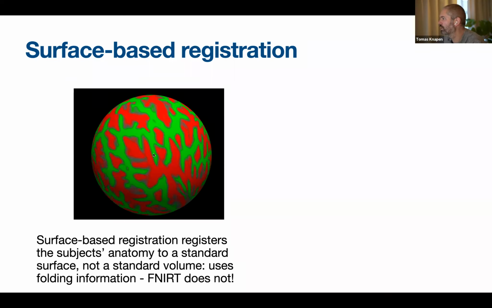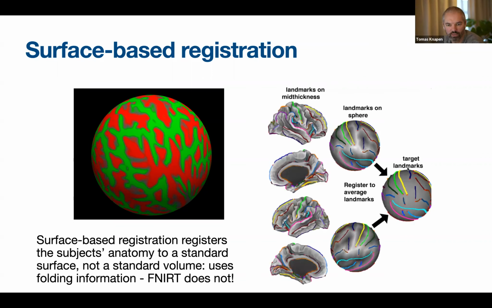So putting people into alignment on the surface is a very powerful approach because it uses the folding information, whereas this nonlinear transformation in the volume does not. What it actually does is take these specific landmarks, like the largest sulci, and place them on top of one another by rotating that ball. And then there are specific variations of this that allow local warpings of that ball. So you can blow up specific portions of it relative to others.